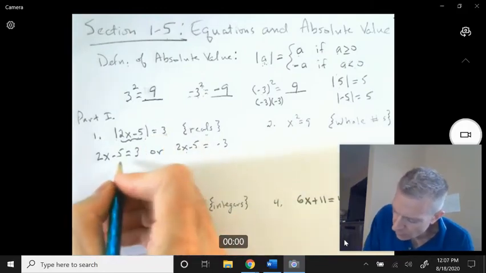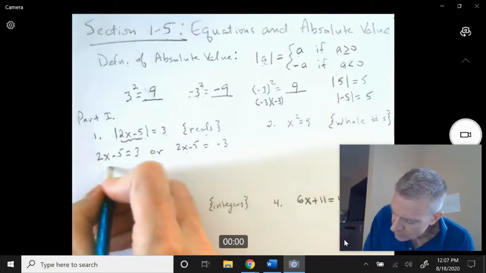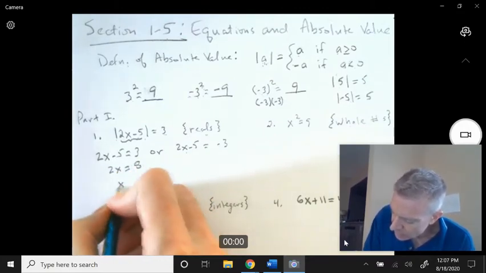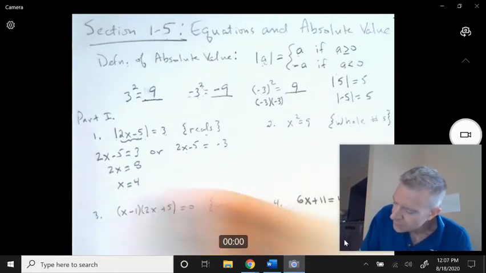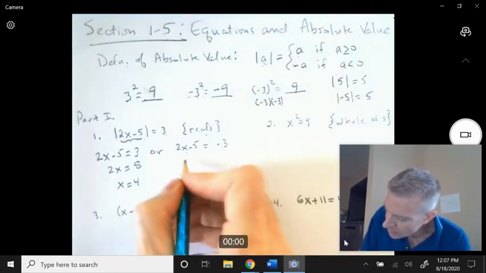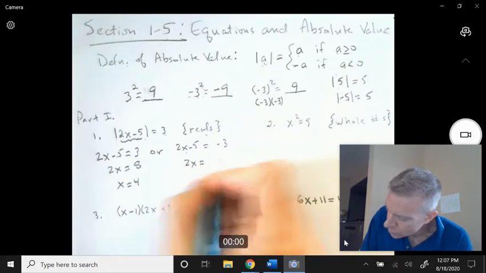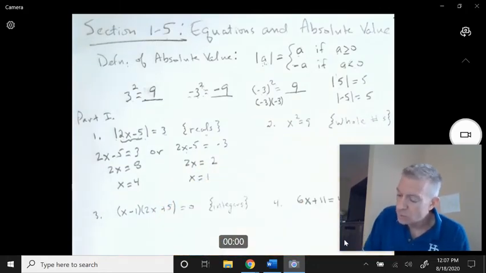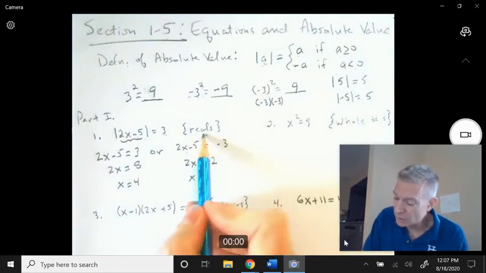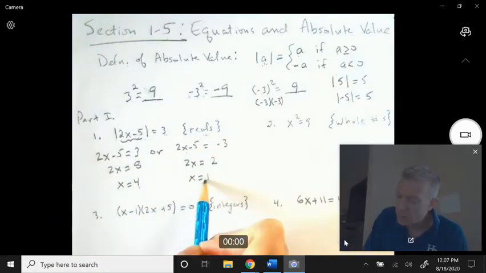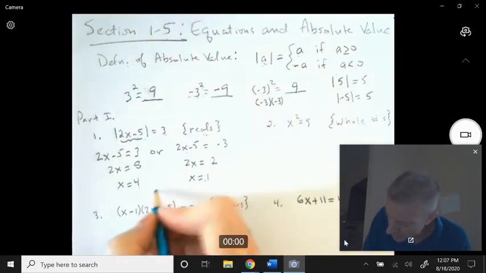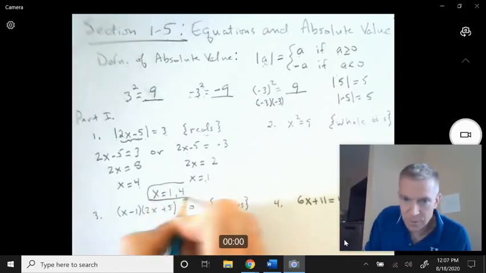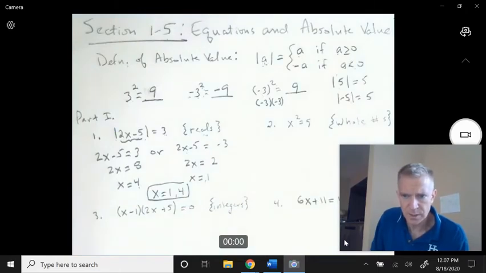Okay, so now we're going to solve. Add 5 to both sides. 2x equals 8. Divide by 2. x equals 4. And here, add 5 to both sides. 2x equals 2. Divide by 2. x equals 1. And we're solving in the set of real numbers. Are these real numbers? They are. So they both work. So x can equal 1 or 4. And that's our answer.